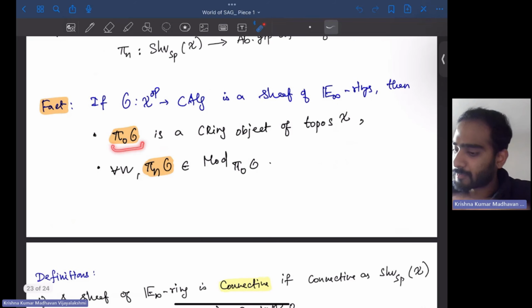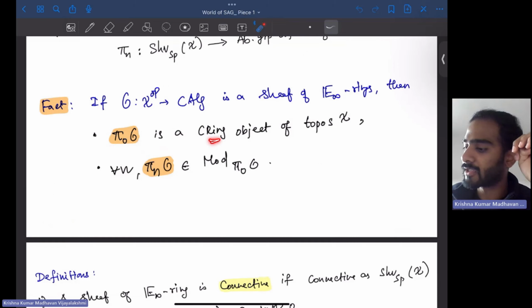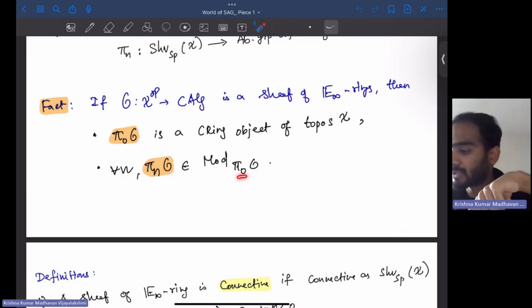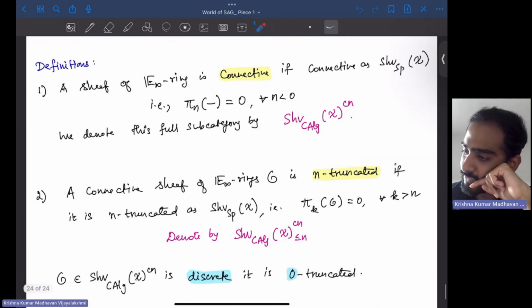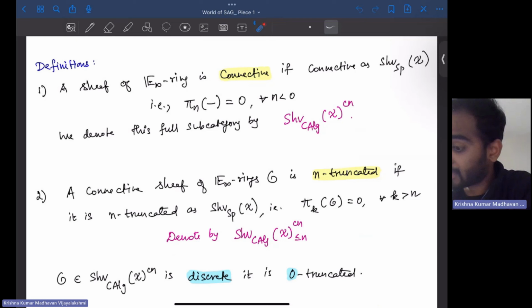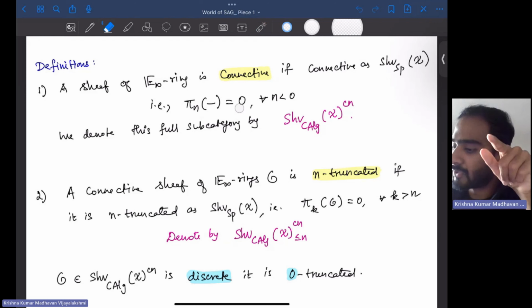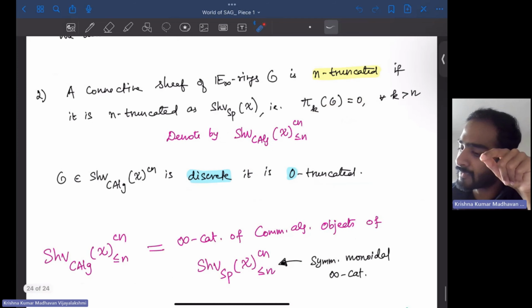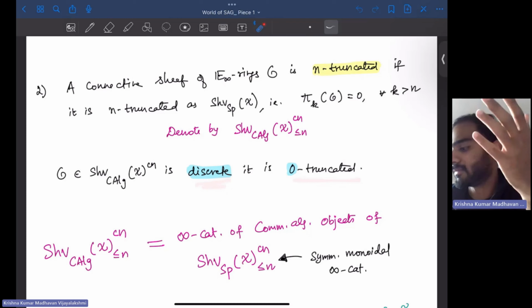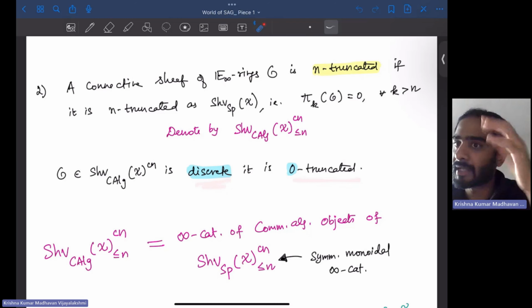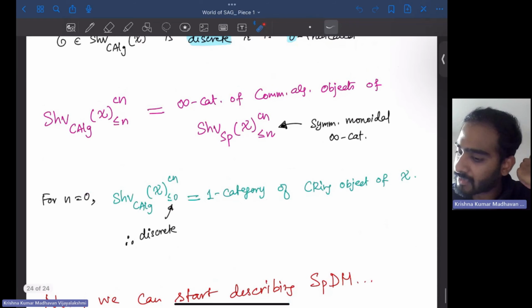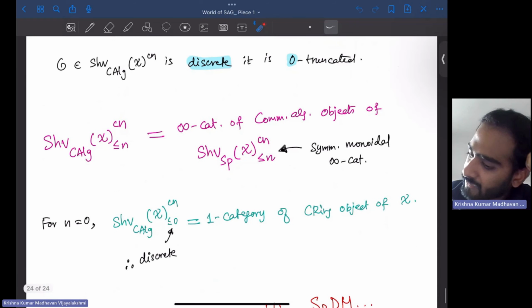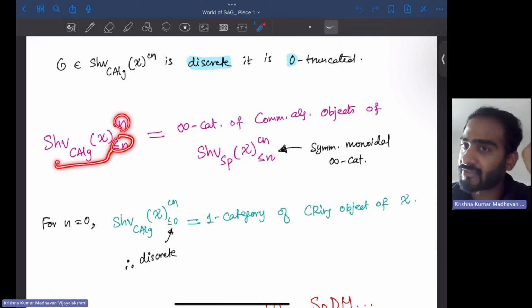As we have seen in the spectral scheme case, pi naught of this sheaf is a commutative ring object, a one-category, and pi n of it sits as a module over this category. So we have the same definitions as in the spectral scheme case: a sheaf is connective if the pi n that we have just defined is 0 for every n less than 0, and it's n-truncated if it vanishes for all k greater than n. It's discrete if it is 0-truncated, meaning that except for pi 0, all the pi n's vanish.